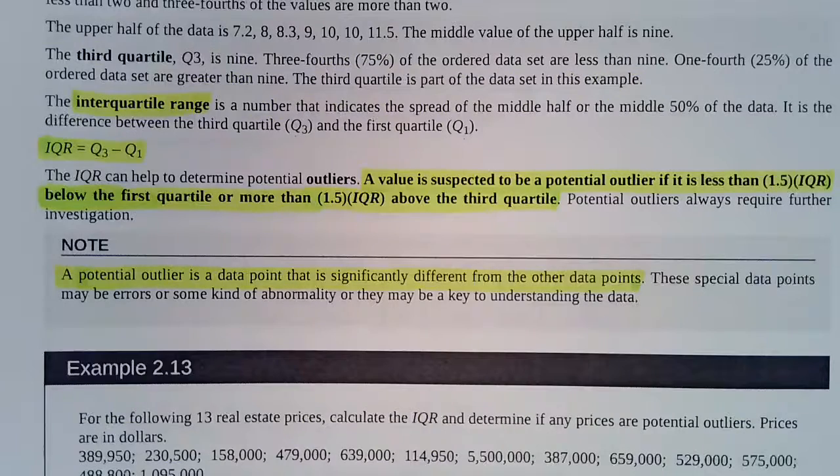All right, so we can use the interquartile range to figure out if we have potential outliers. So a value is suspected of being a potential outlier if it is less than 1.5 times the interquartile range below the first quartile, or it is 1.5 times the interquartile range above the third quartile. So we're going to go through and do that in a minute. The potential outlier is a data point that is significantly different than other data points.